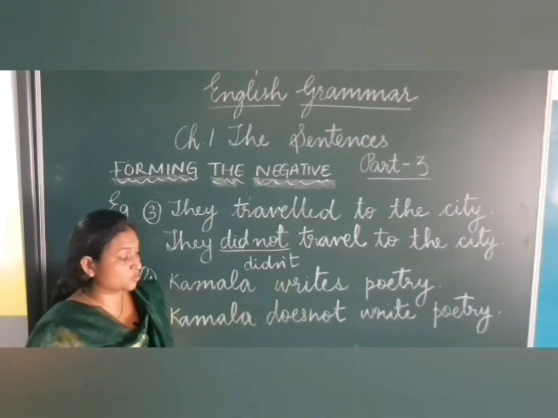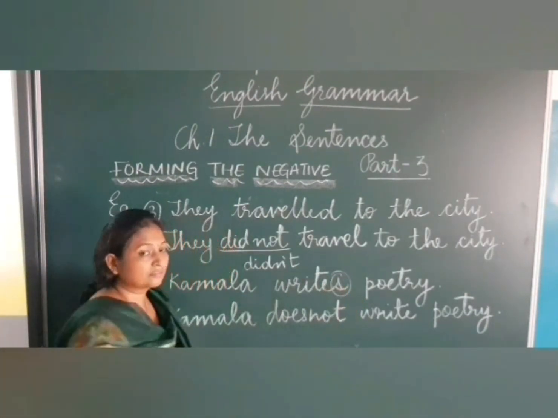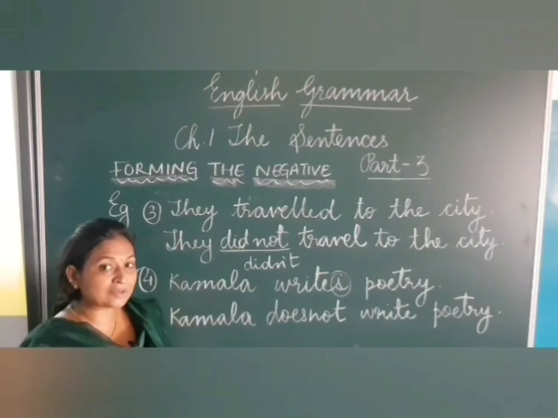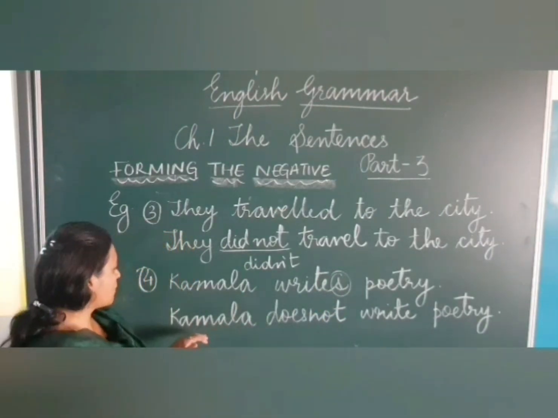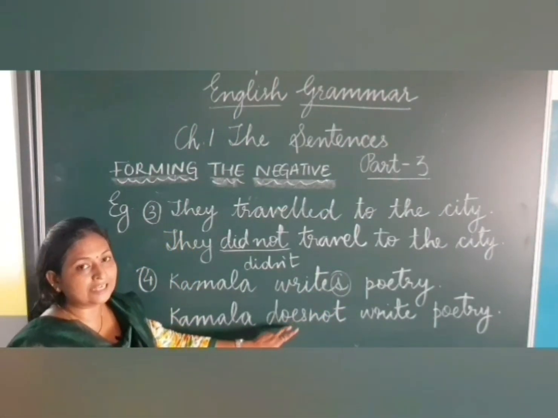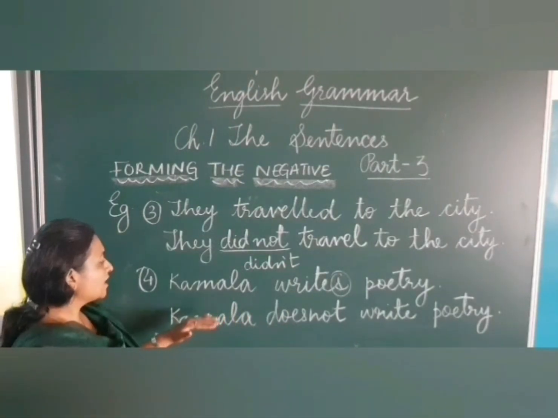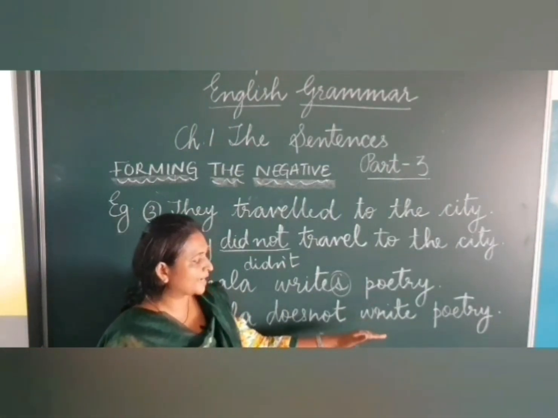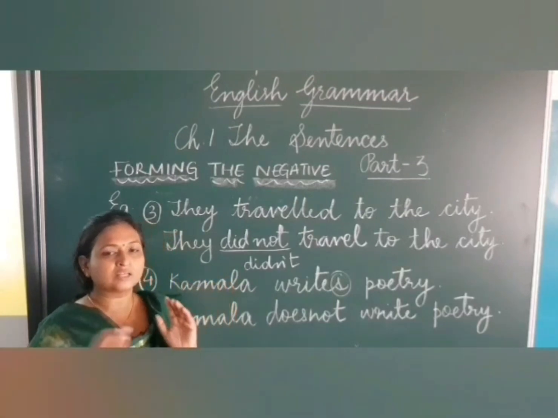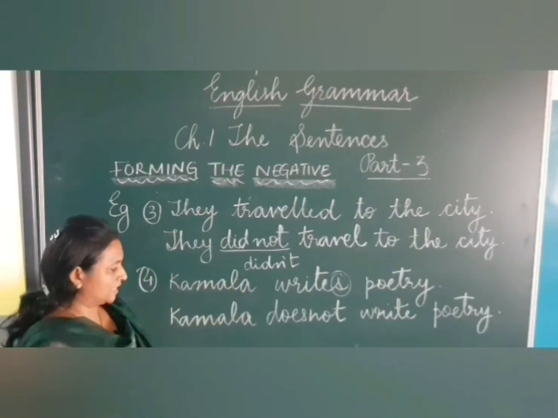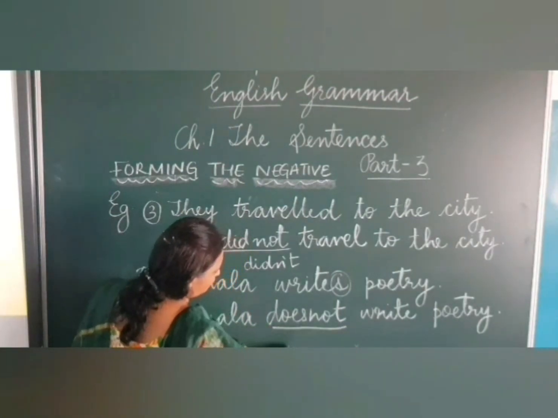Kamala writes poetry. So whenever you have S, that is present tense. And if that present tense has got S, it is obvious that it will come does. D-O-E-S. So how you write? Kamala does not write poetry. Does and not are separate words. Don't mix and write. So what is the short form of does not?